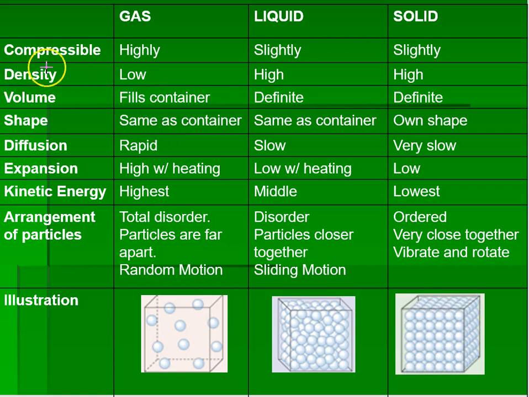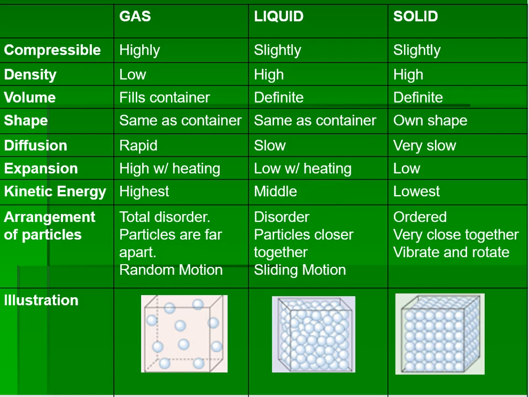When it comes to the density, thinking back to those math problems that we did from chapter 2, density is mass divided by volume. For a gas, the density is going to be very low. Again, if we look back down our illustration, there's very few particles in a given volume. Whereas in a liquid and a solid, those are going to be high. Again, those illustrations give you that piece of information.